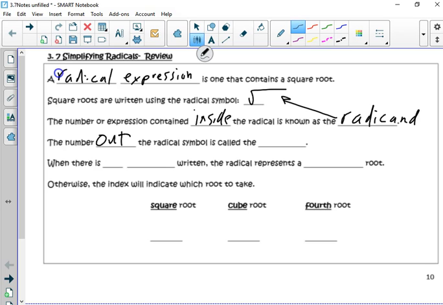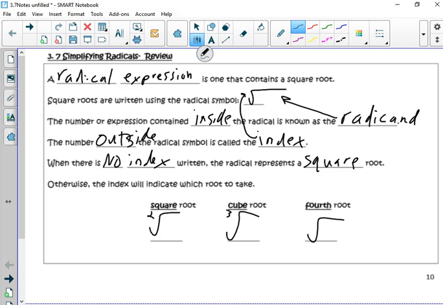The number outside is called the index. And that's the number that goes right up here. So when there's no index, we call it square root. Otherwise, they don't write it, but there's a little 2 there, a cube root has a 3 there, and a fourth root has a 4 there. And obviously we have a 5th root and a 6th root, and so on and so forth.